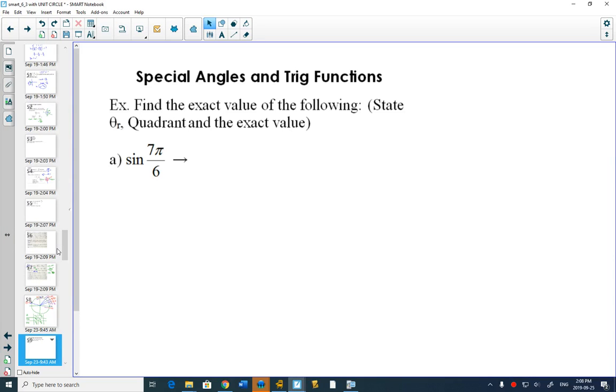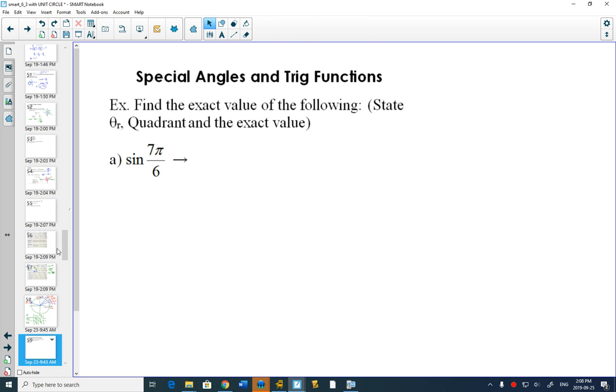Now that we've made our unit circles, we are going to start looking into the logic of how we can use our unit circles to do things with mental math quickly. So we want to find the exact value of the following. We're going to state the reference angle and the quadrant, then the exact value.